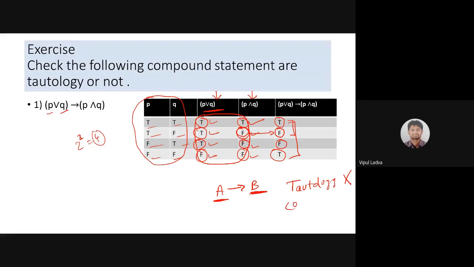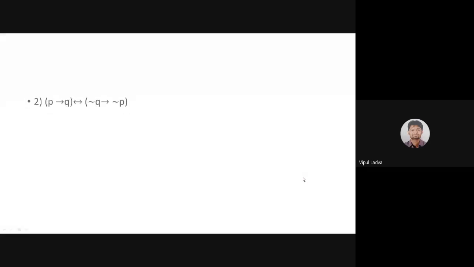Even this is not a contradiction. Because if all the values are true, then it is a tautology. If all the values are false, then it will be a contradiction. But if it is a mixture of true and false, then it will be known as a contingency. So this is not going to act as a tautology. Check this one.